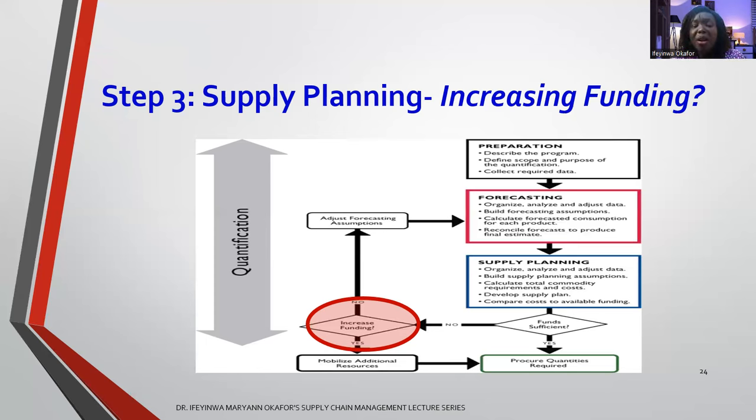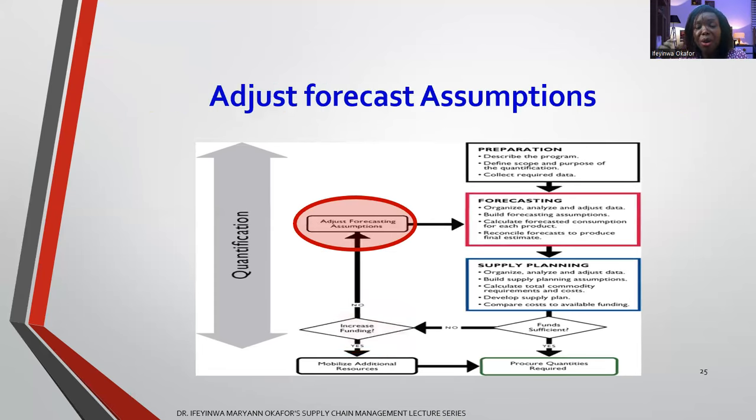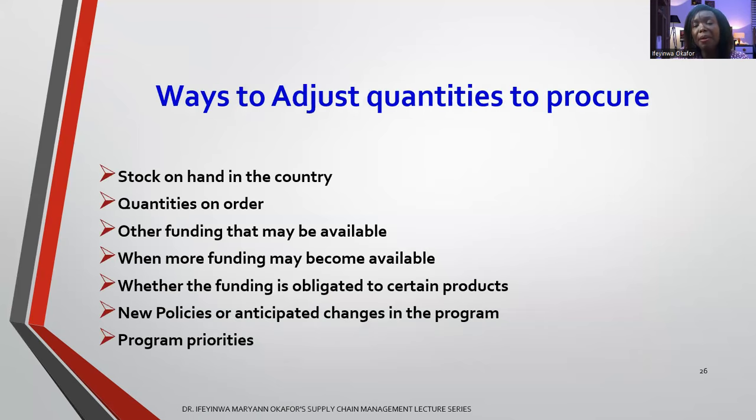But in a situation where we are not able to mobilize more funds, what do we do? When we are not able to mobilize more funds, then we need to go back and adjust our forecasting assumptions. We need to go back, adjust our forecasting assumptions, and do the forecasting again, and do the whole supply planning process again to arrive at another estimated cost, which we can afford at that point in time.